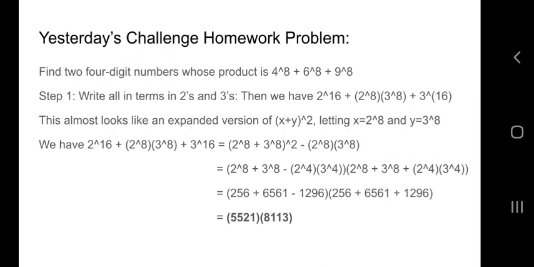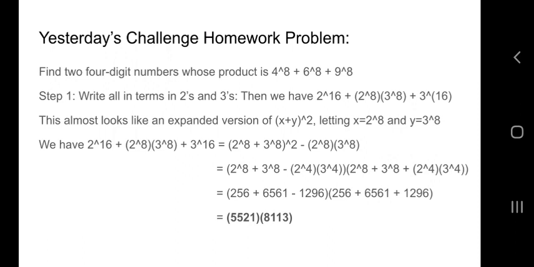So step 1, let's write everything in terms of powers of 2 and powers of 3. Because if you notice, the bases of the exponents on those three terms are 4, 6, and 9. Well, that's 2 squared, 2 times 3, and 3 squared. So that means it might be nice to try doing something with that. If we write everything in terms of 2s and 3s, then we have 2 to the 16th power plus 2 to the 8th power times 3 to the 8th power plus 3 to the 16th power.